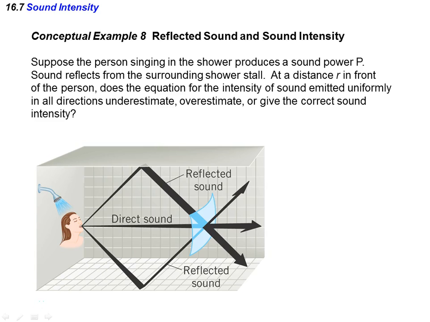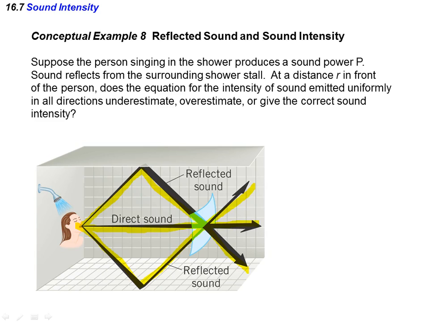And suppose we have a person singing in the shower and they produce a sound of power P. And sound is going to reflect off of the surrounding shower stall, the ceiling, the walls, and all that. And so as the sound is emitted, it's going to hit the ceiling and reflect back down, and it's going to hit the floor and reflect up.